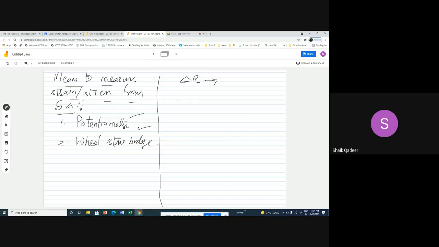Actually, the question can be framed in two ways. One is, what are the means available to measure change in resistance? Same answer. Or what are the means available to measure stress or strain from strain gauges? Same answer: potentiometer or Wheatstone bridge. Hope it is clear to everybody. Let us consider the first case, the potentiometer.